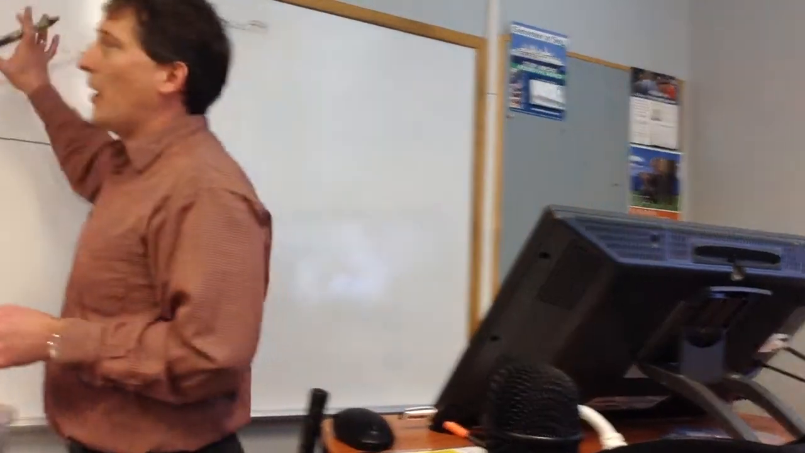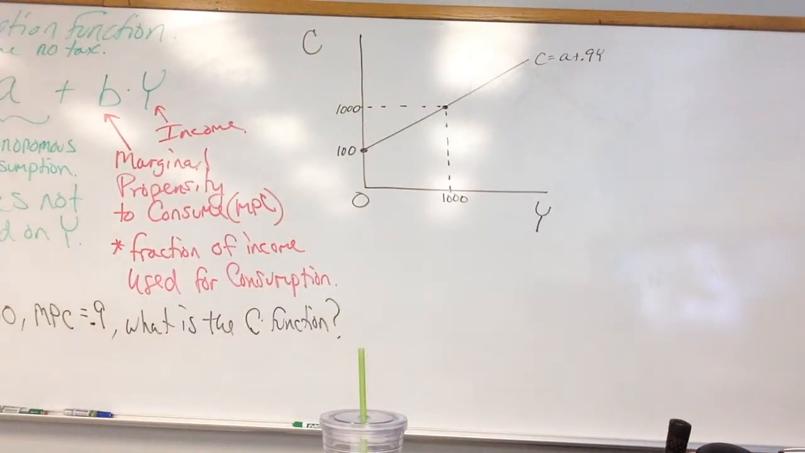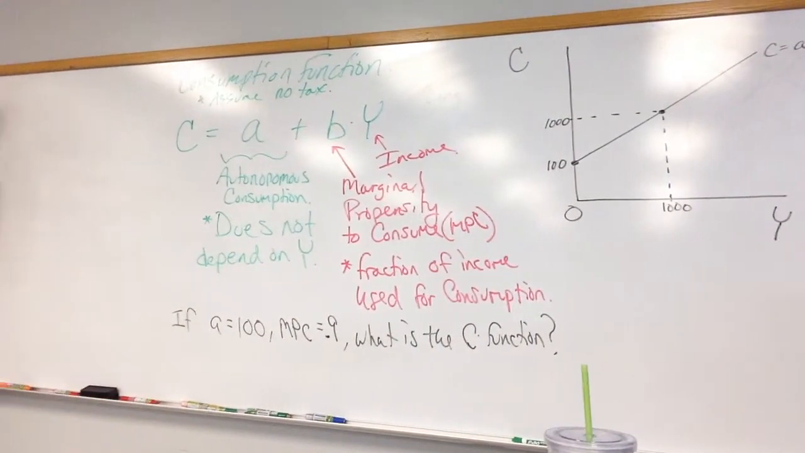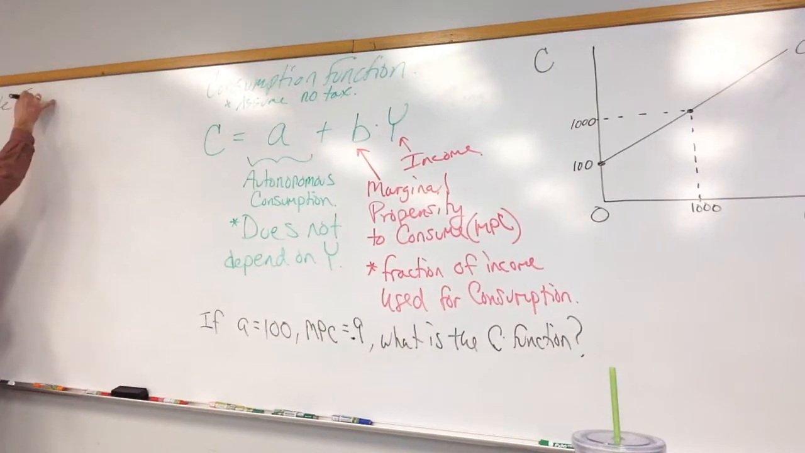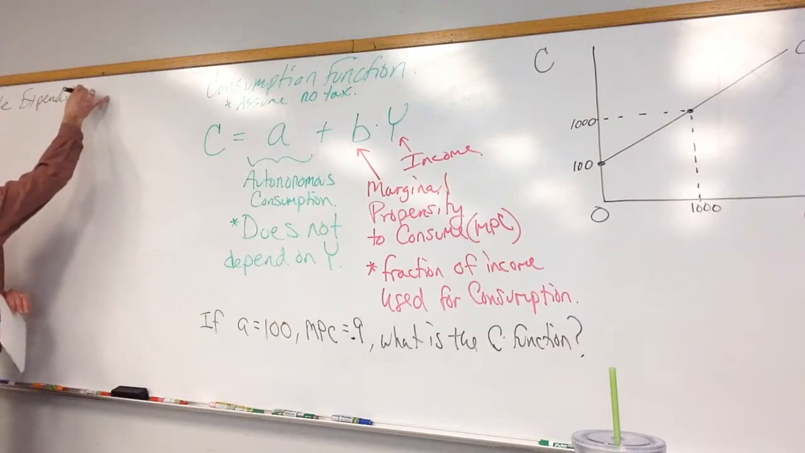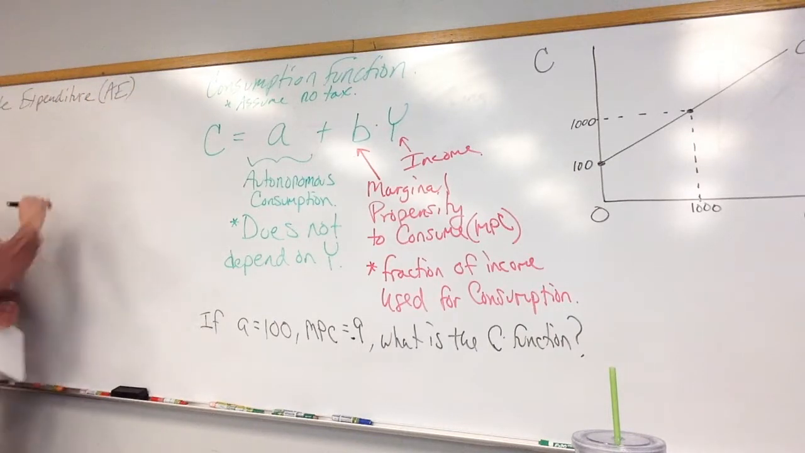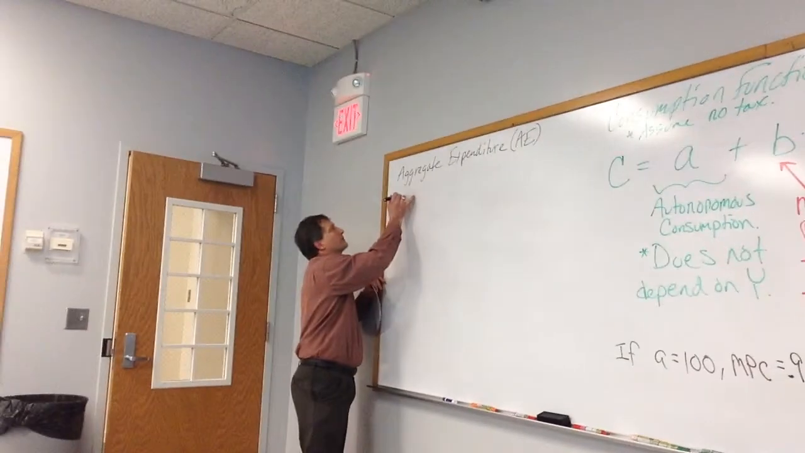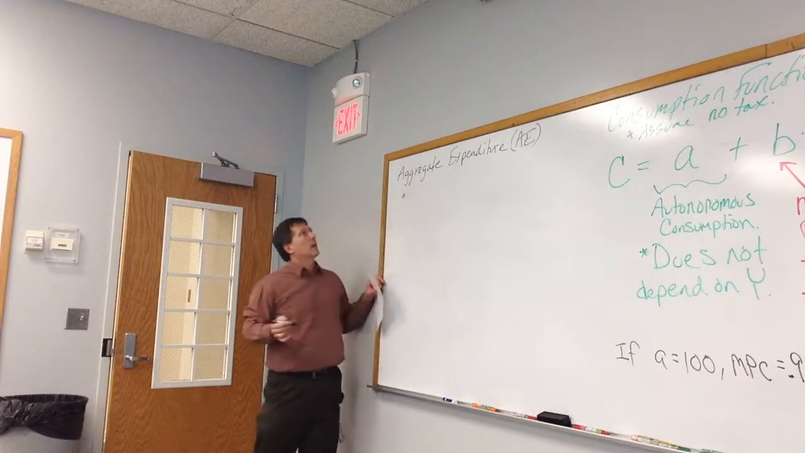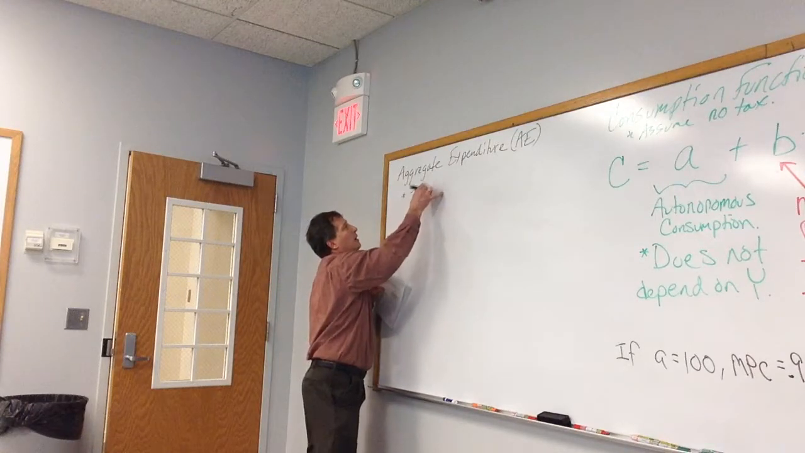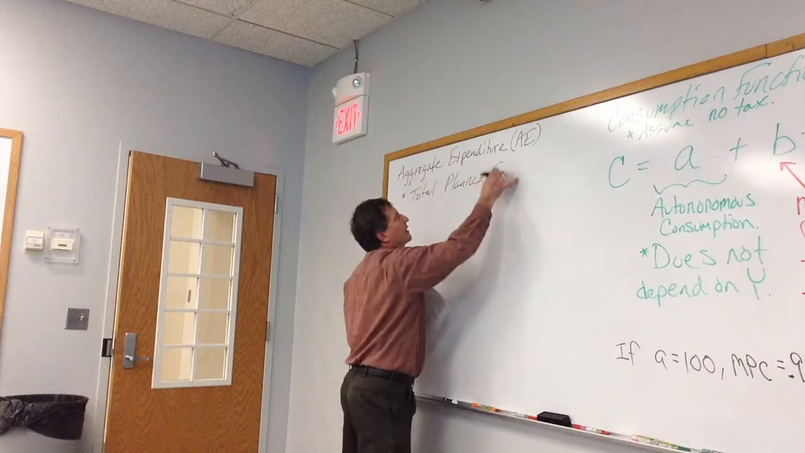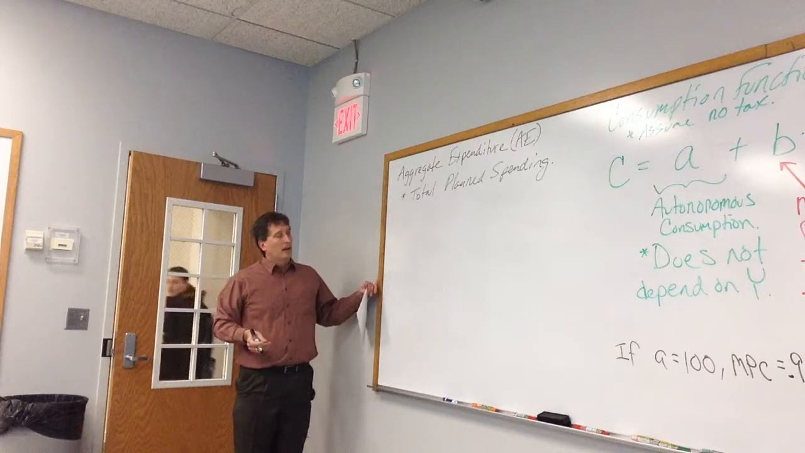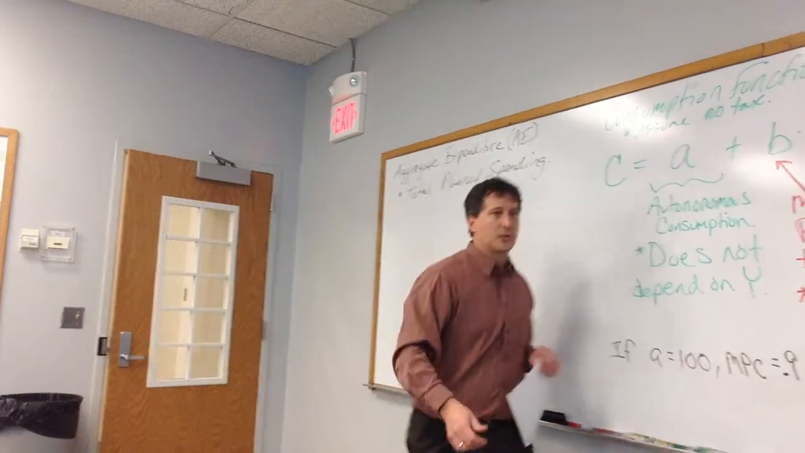All right, so now what we're going to do is blow up that concept into all aggregate expenditure. The aggregate expenditure model is really this Keynesian multiplier model. So the aggregate expenditure model, the AE model. Aggregate expenditure is total planned spending. And it has two parts to it.